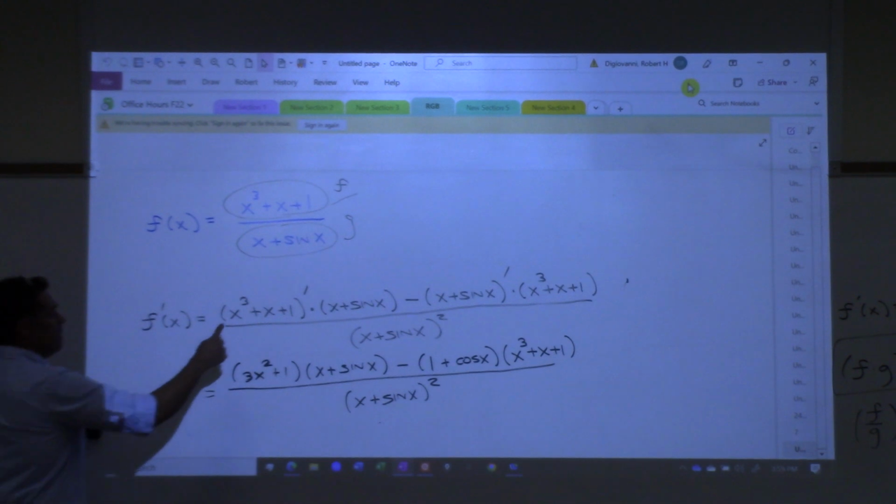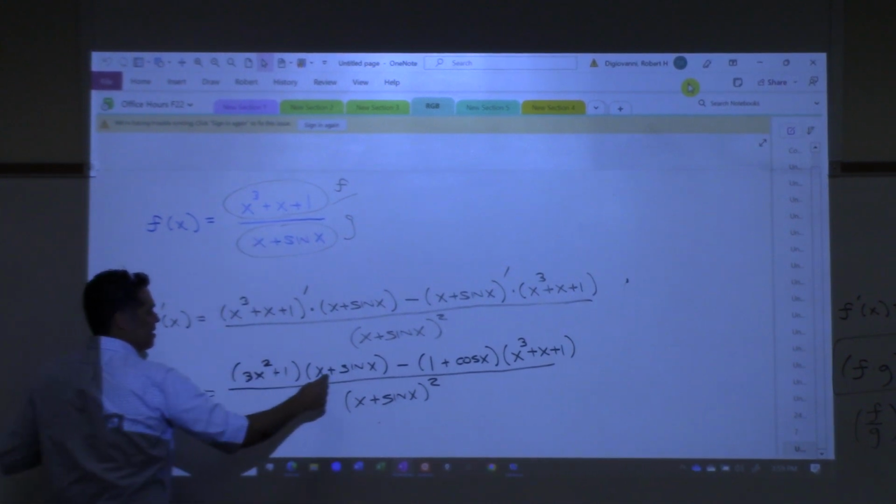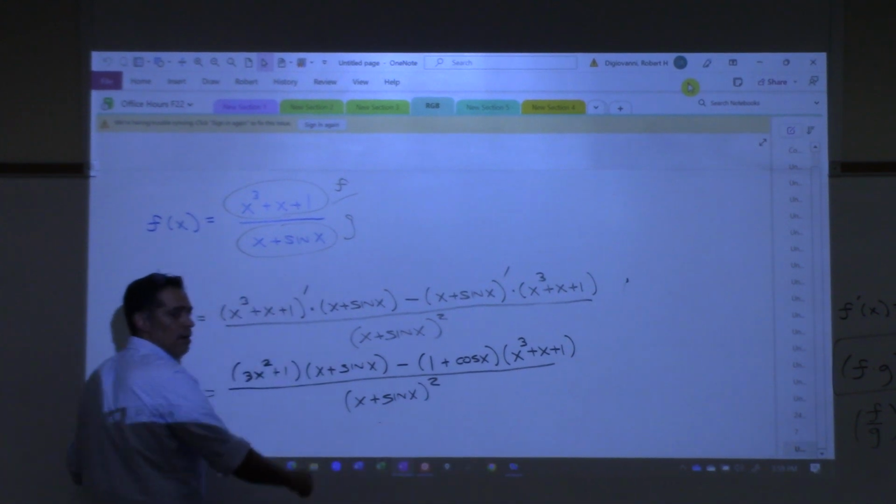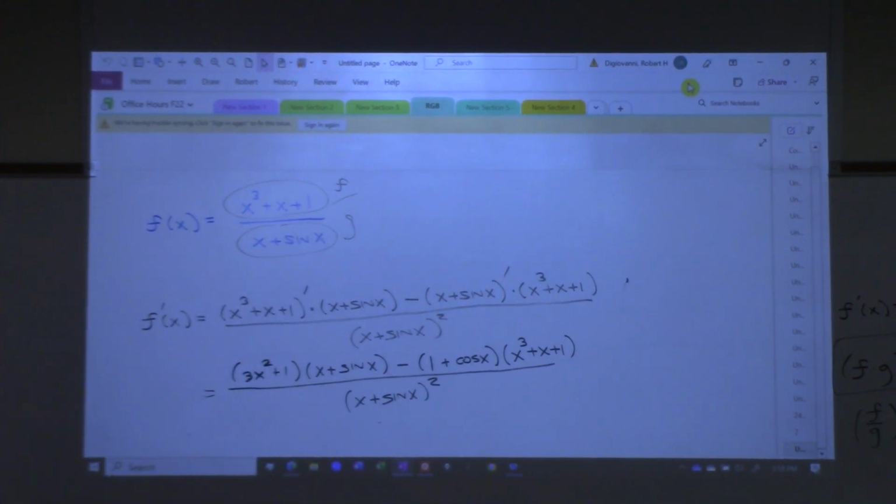We've taken the derivative of the top times the bottom minus the derivative of the bottom times the top, all over the bottom squared. Say it again. Derivative of the top times the bottom minus derivative of the bottom times the top, all over the bottom squared.